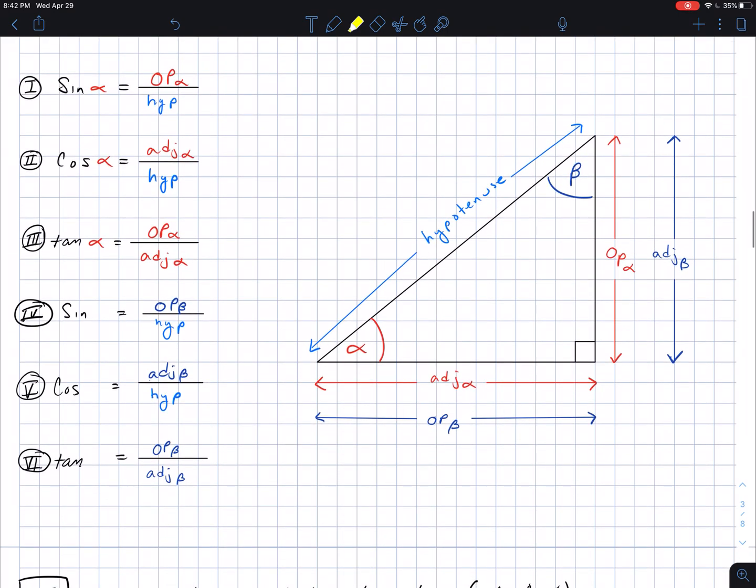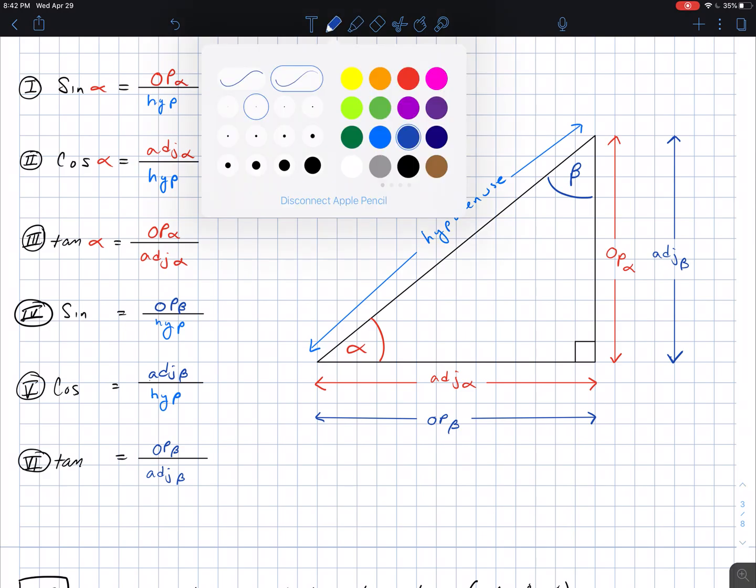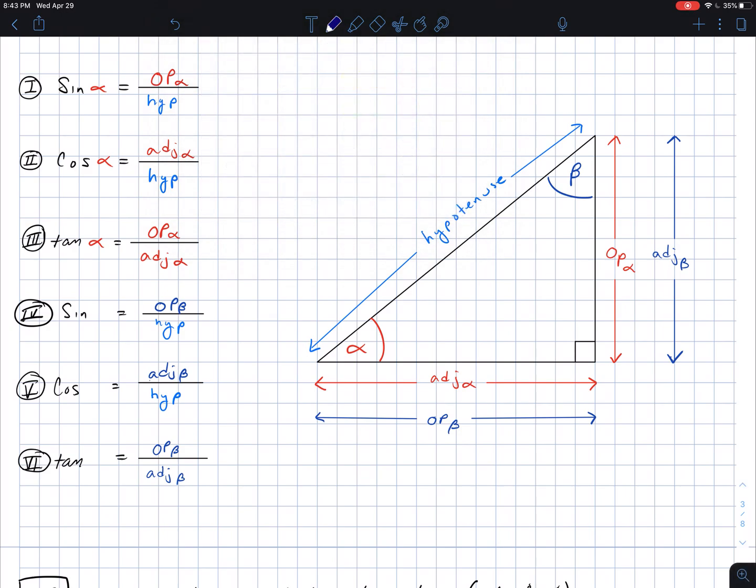Let's look at number 4, actually. I'm going to use the darker blue here because that's what I was using up there. So what should I put in here? Yeah, that's right, beta. So in all of these, this is a specific ratio of two sides of the triangle related to the angle in question.